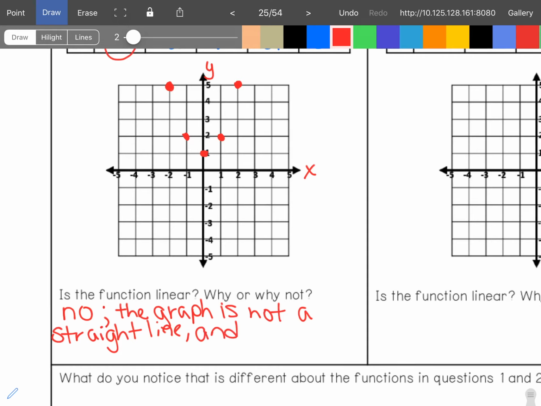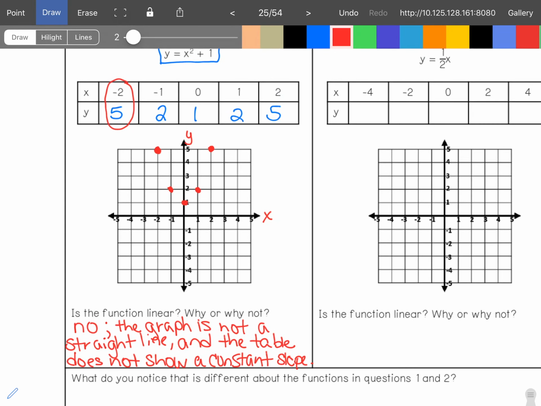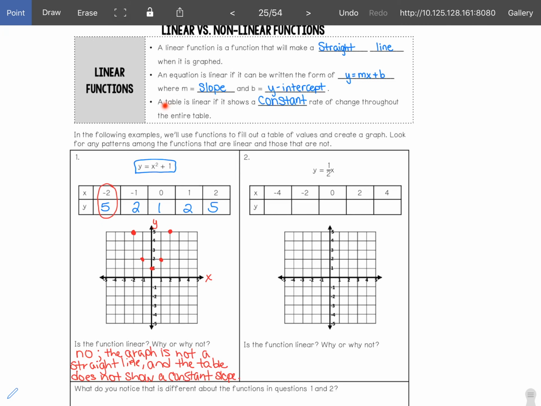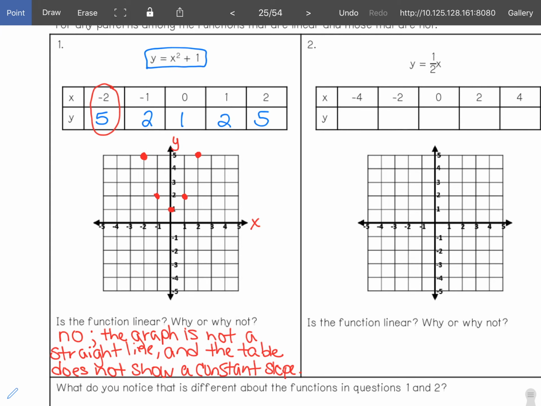And then we're going to add one more thing. And the table does not show a constant rate of change. You could write rate of change, but I'm running out of room. A constant slope. Remember, if we tried to see what the slope is, we could look at our table and see up here it says a table's linear if it shows a constant rate of change throughout the entire table. Now, remember, the rate of change is the difference in your y's over the difference in your x's. Like if we go right here and we look at our y's, 5 minus 2 would be 3, and 2 minus 1 would be 1. So that looks like we have a slope of 3 over 1.